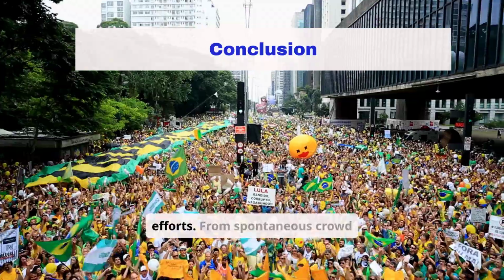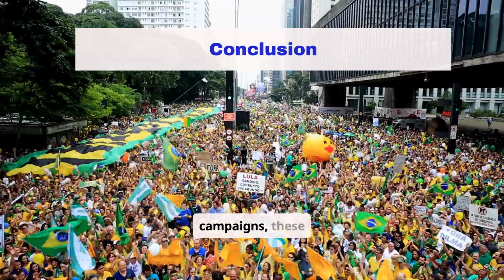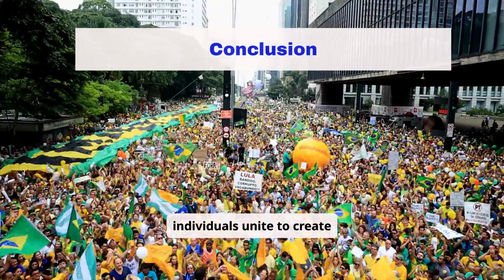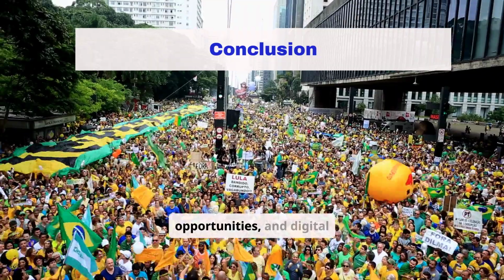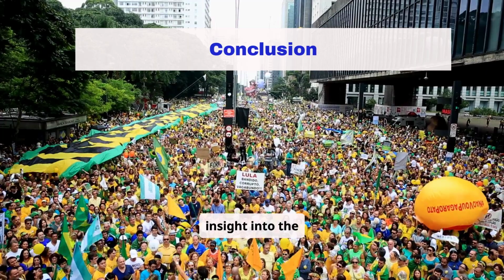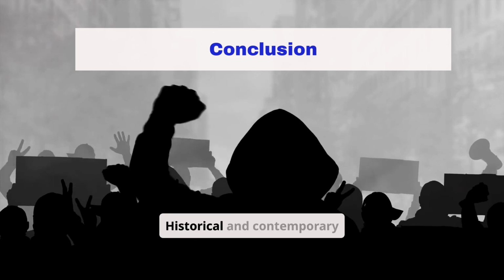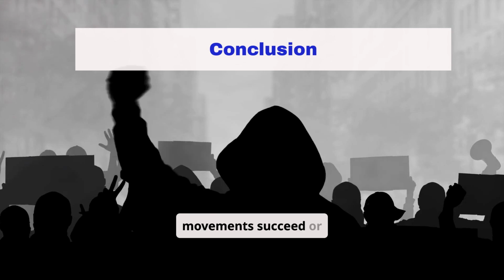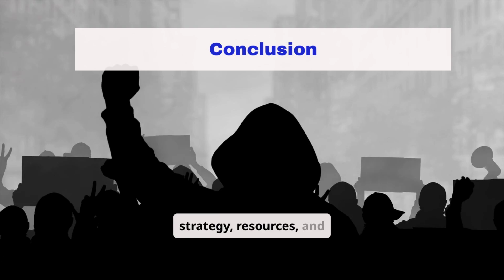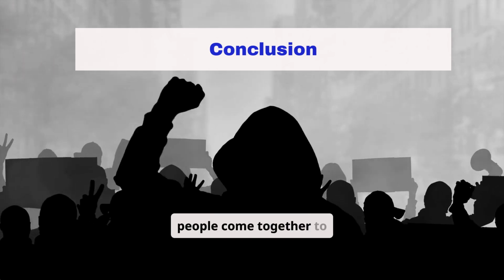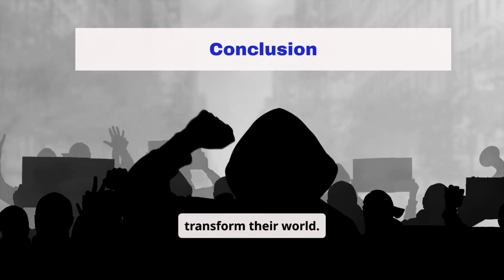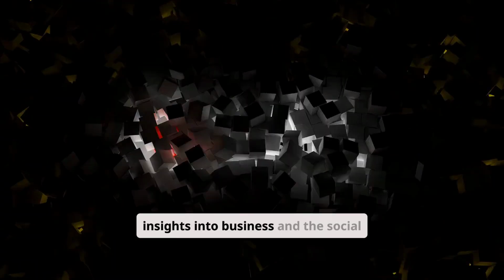Collective behavior and social movements are dynamic forces that shape societies, influencing policies, cultural norms, and social justice efforts. From spontaneous crowd actions to organized global campaigns, these phenomena demonstrate how individuals unite to create change. Theories and concepts such as resource mobilization, political opportunities, and digital activism provide insight into the mechanisms that drive collective action. Historical and contemporary examples illustrate how movements succeed or fail based on strategy, resources, and timing. As technology and societal structures evolve, so too will the ways in which people come together to challenge, resist, and transform their world.